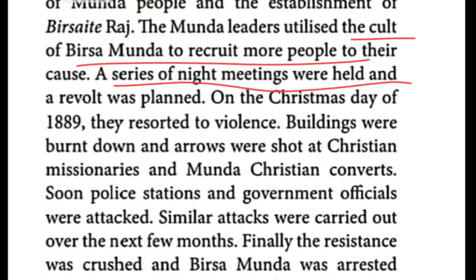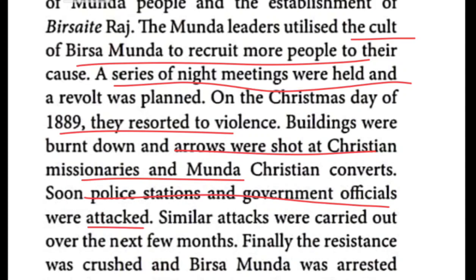On Christmas day of 1889, they turned to violence. Buildings were burned down and arrows were shot at Christian missionaries and Munda Christian converts. Some Munda people used to convert their religion to Christianity, so those people were also attacked by the rebels. Soon police stations and government officials were attacked. Similar attacks were carried out over the next few months.